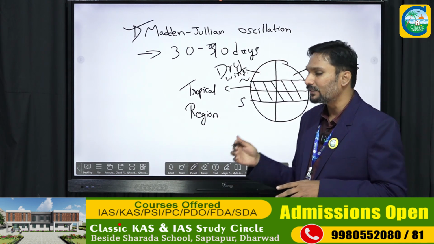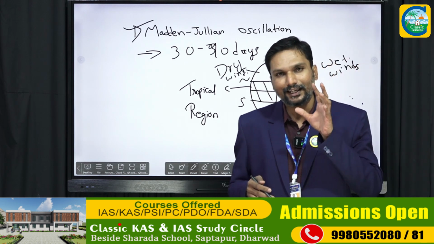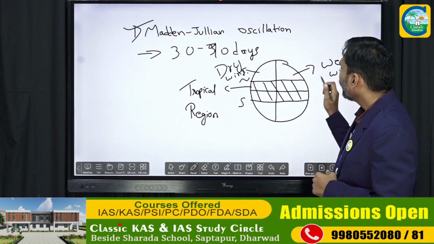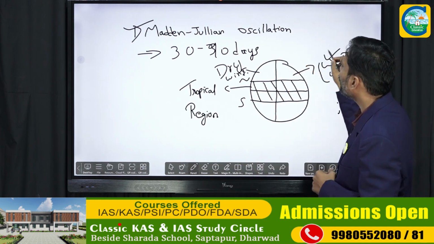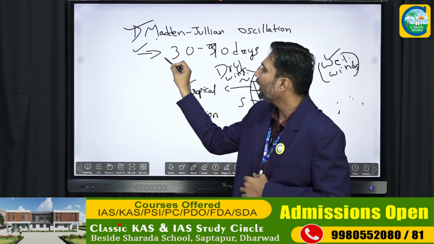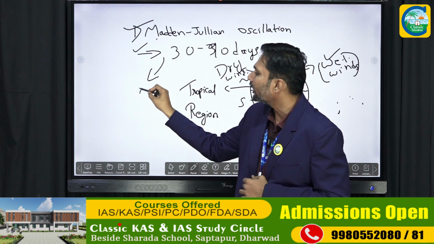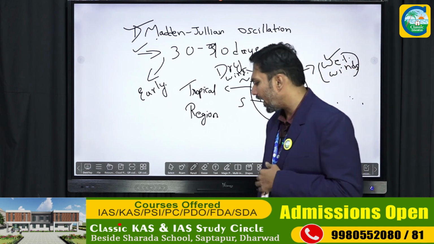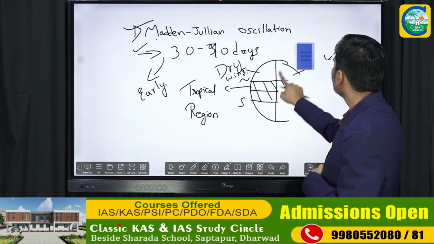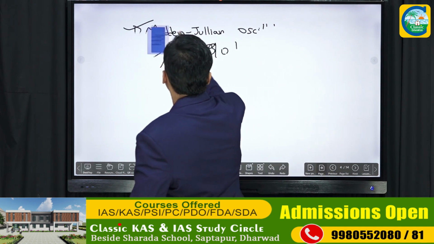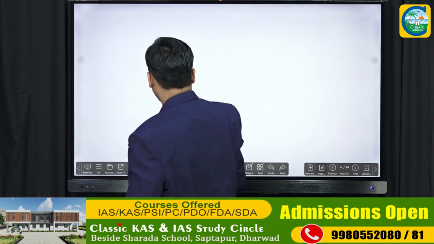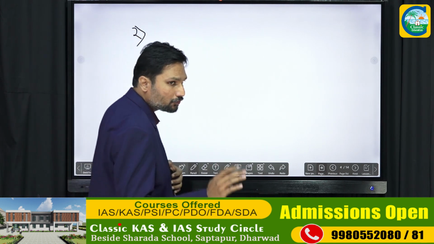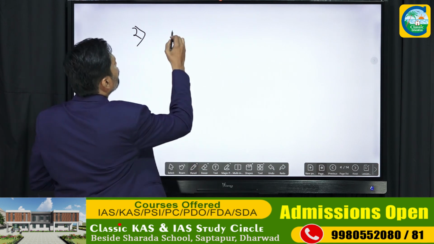So fortunately this year, the entire Indian subcontinent was under the influence of wet winds, right? So the Madden-Julian oscillation has contributed to the early onset of monsoons. This is point number one. Now let us look at another point. The second point which I told you has contributed to the early onset of monsoon is the Somalian jet stream.